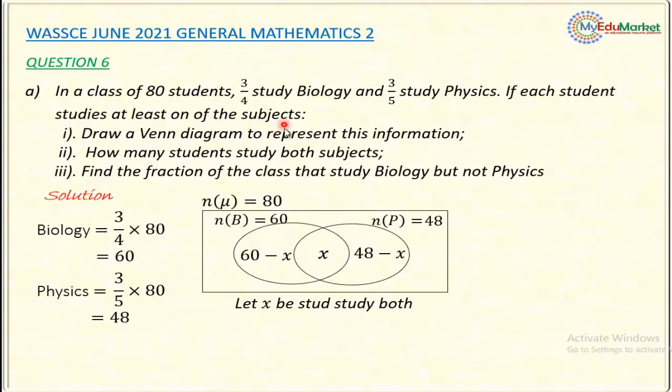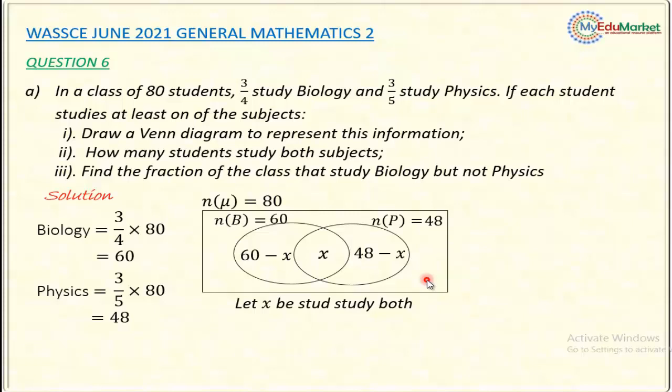I don't have anybody outside these 2 circles, because it says each student studies at least one of the subjects. So there is nobody in this class that did not study either biology or physics. So nobody outside the 2 circles. With this I have answered question Roman 1. My Venn diagram is now complete.